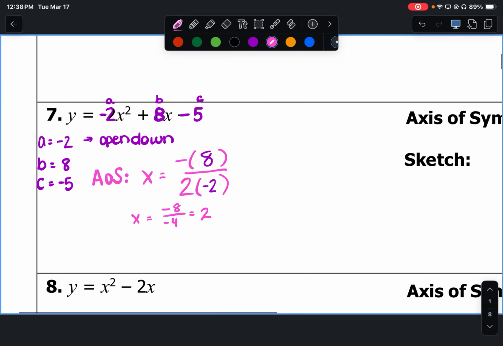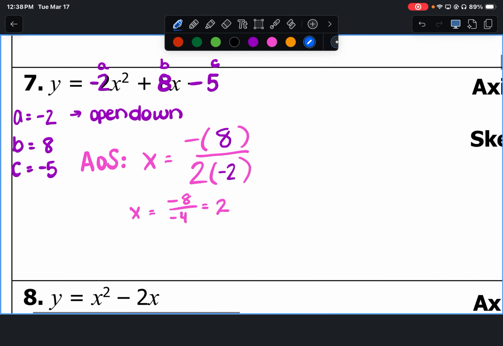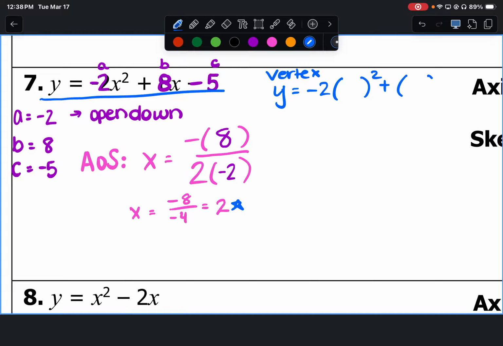Then we are going to find our vertex. To find the vertex, we take our original equation and plug in our axis of symmetry. So we do y equals negative 2 times x squared plus 8x minus 5. And what do I need to plug in for the x's? 2. It's that x value we just found.